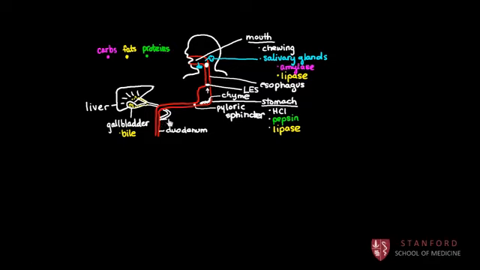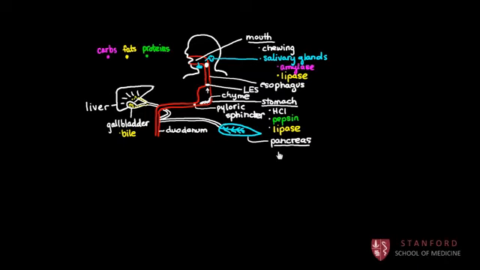And there's another accessory organ that also sort of dumps its products into the duodenum right about there at the same spot. And I'll draw that one in blue. And this accessory organ is called the pancreas. The pancreas is really important. It secretes probably the most important digestive enzymes into the small intestine.